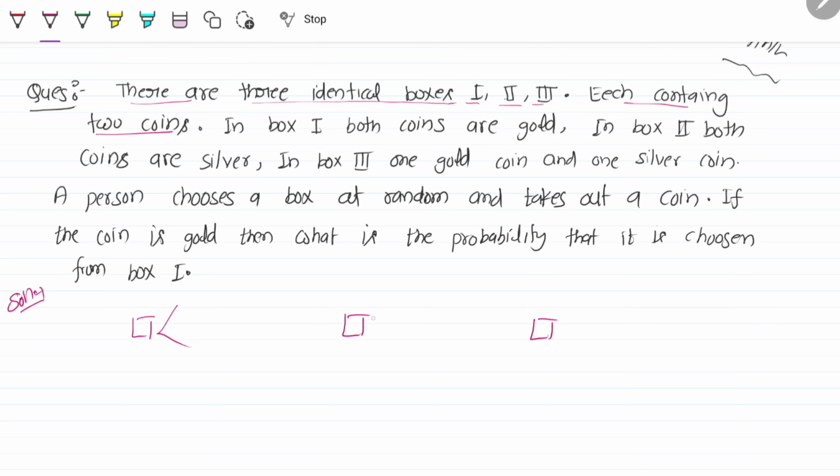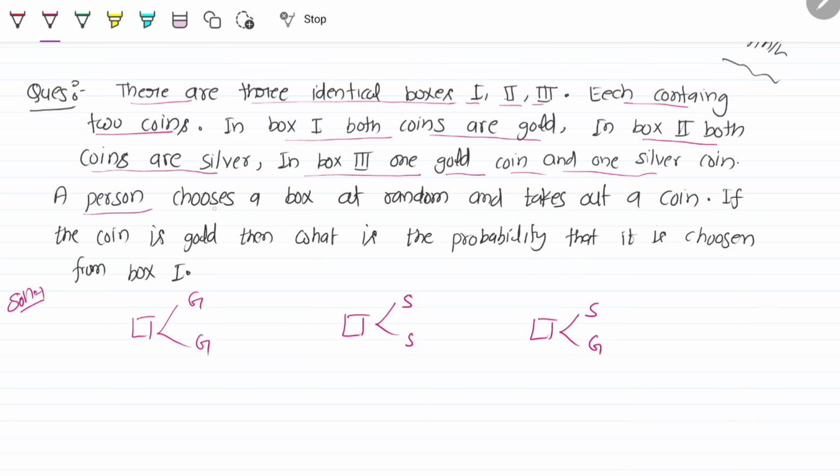Each containing 2 coins. Whatever I'm doing, I'm writing mathematically. In box 1, both the coins are gold. It means gold, gold. In box 2, both coins are silver. Silver, silver. In box 3, one gold coin and one silver coin. One silver and one gold. These are the boxes like that.